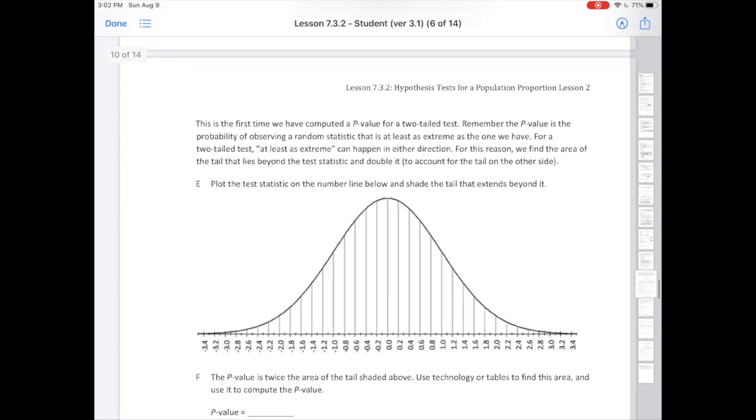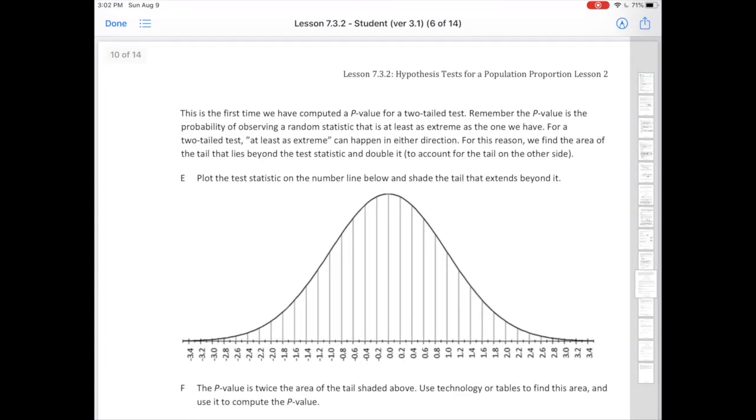So let's move on. This is the first time we have computed a p-value for a two-tailed test. Remember, the p-value is the probability of observing a random statistic that is at least as extreme as the one we have. For a two-tailed test, at least as extreme can happen in either direction.